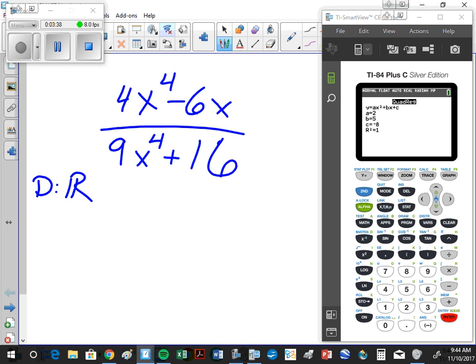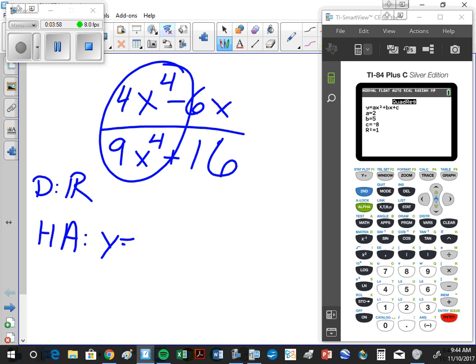So where are the vertical asymptotes? There aren't any. What about the holes? There aren't any. Does this have any horizontal asymptotes? Yes. I divide these and I end up with 4/9. So the HA is y equals 4 over 9, a horizontal line at 4/9. No holes, no VAs. And as the graph approaches infinity or negative infinity, it gets closer and closer to 4 over 9.